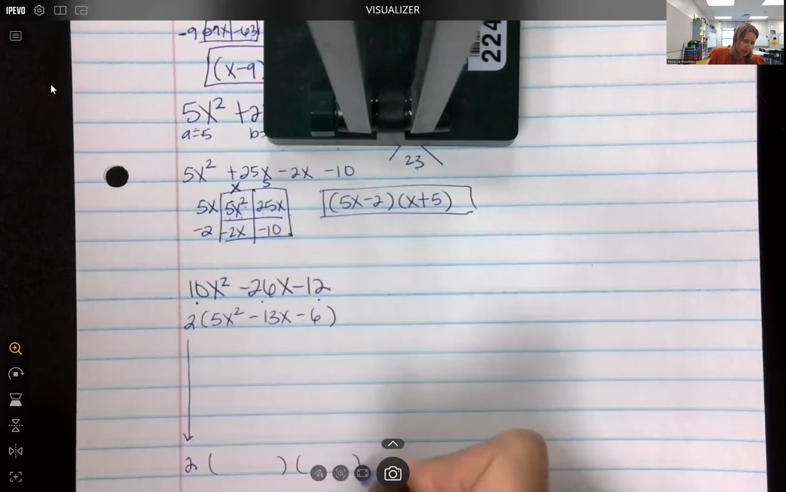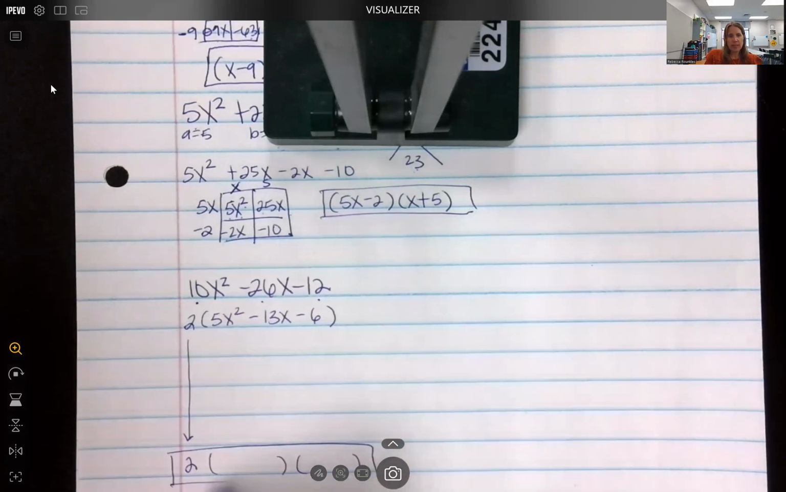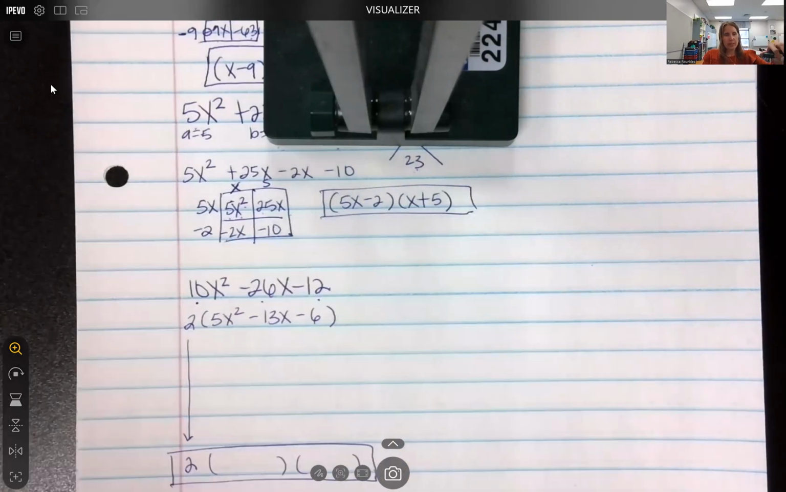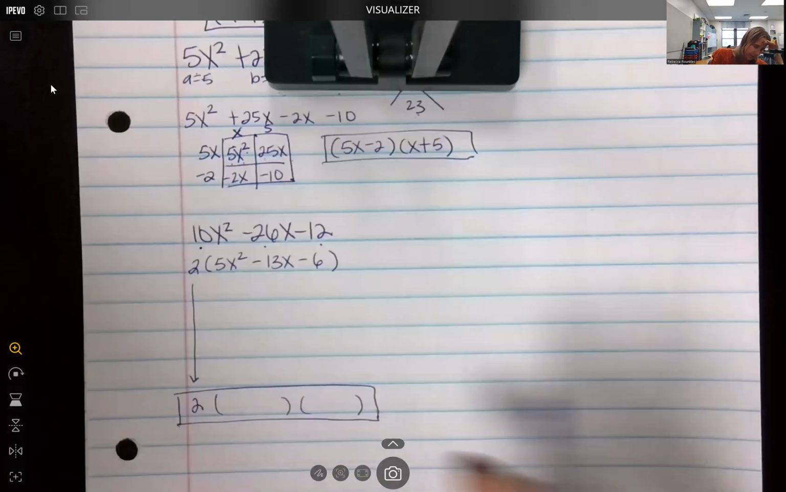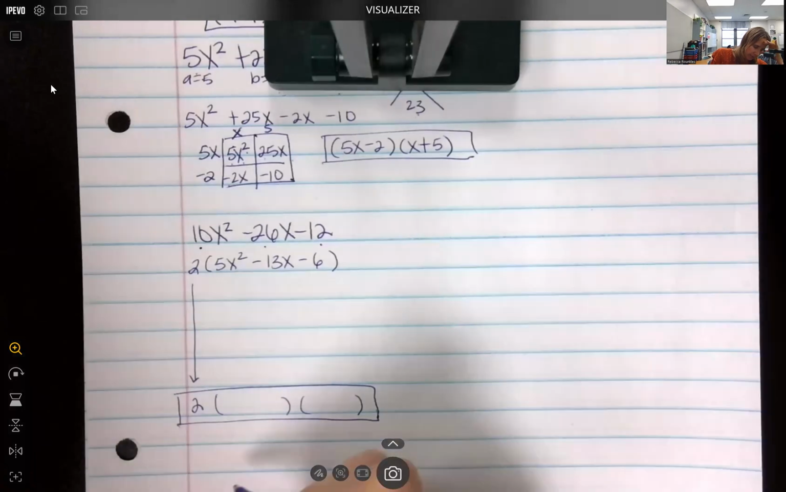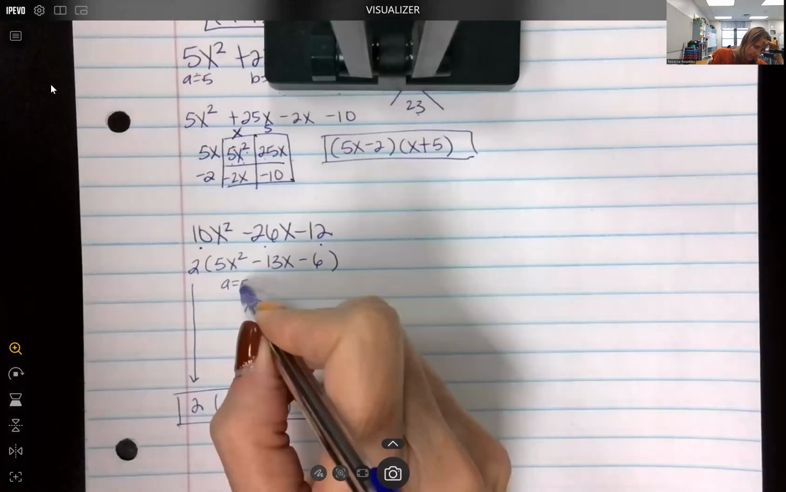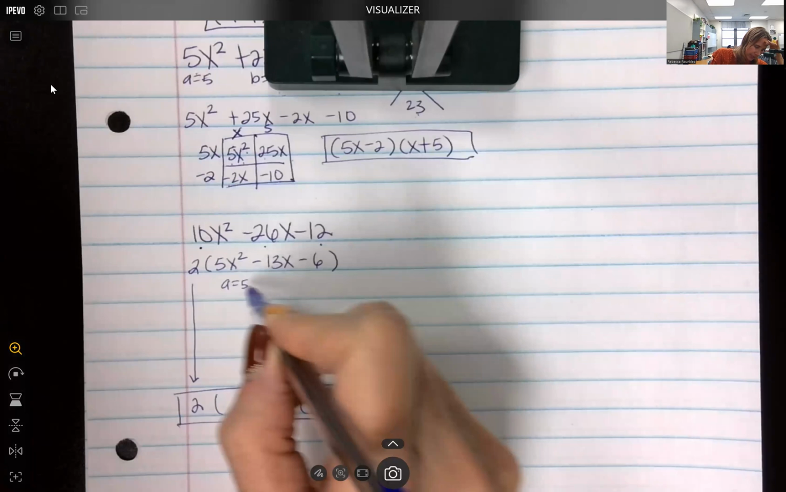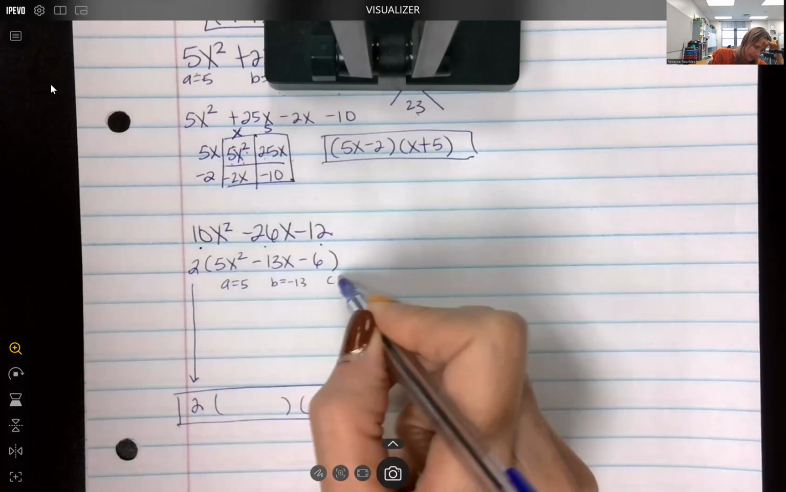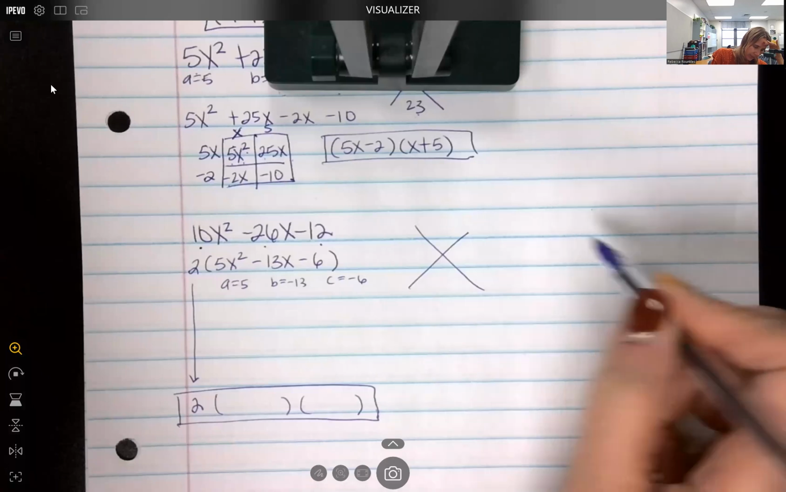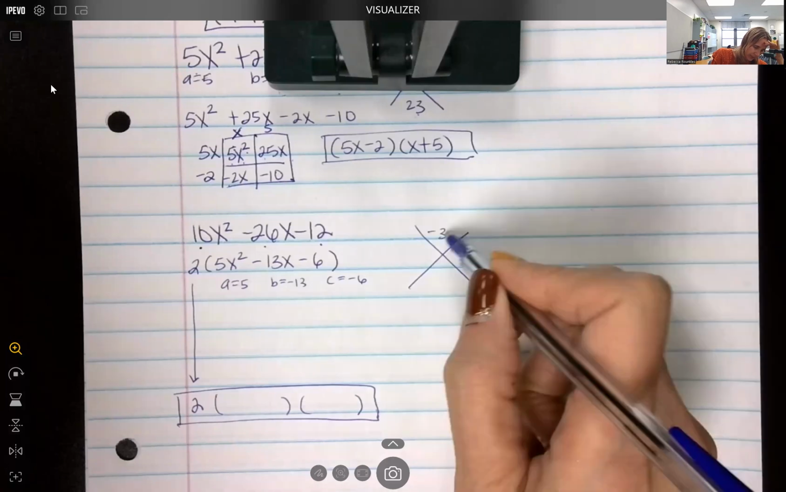I want to make sure and include that in my answer, but I also don't want to keep using it the whole time. So I kind of just put it there at the end as we work through these steps, okay? So A is 5, B is negative 13, and C is negative 6. Do our X-Men, and we've got A times C, and add up to B.